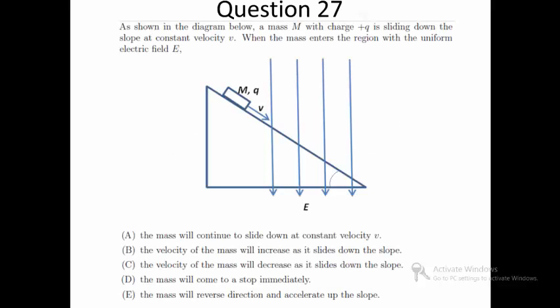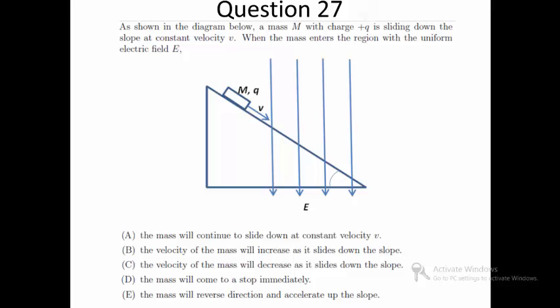Question 27. As shown in the diagram below, a mass m with charge plus q is sliding down the slope at constant velocity v. When the mass enters the region with the uniform electric field E, which of the following is correct? Let us discuss the case when the object has not entered the region with electric field.